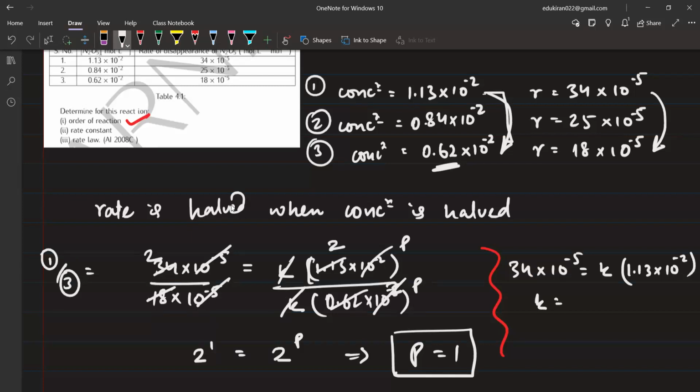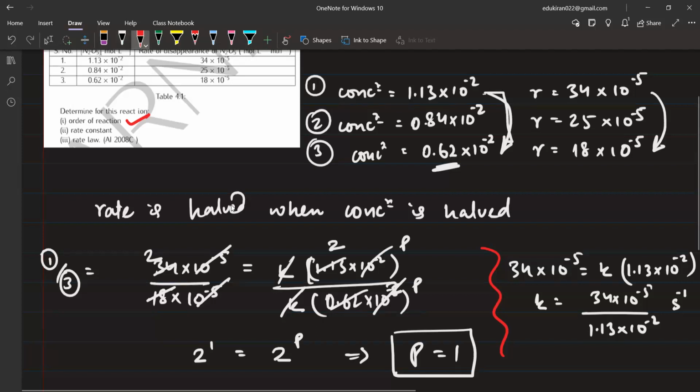Now K will be equal to how much? You can just move it here. K equals 34 into 10 to the power minus 5 divided by 1.13 into 10 to the power minus 2. You will get the value of K, and the unit is going to be second inverse because the order is equal to 1. Order is 1. That is why the rate constant unit is second inverse.